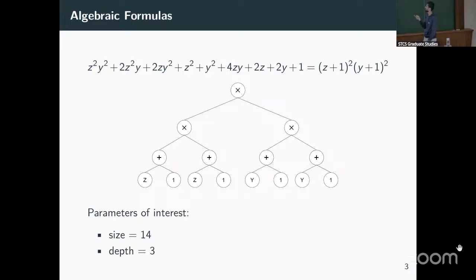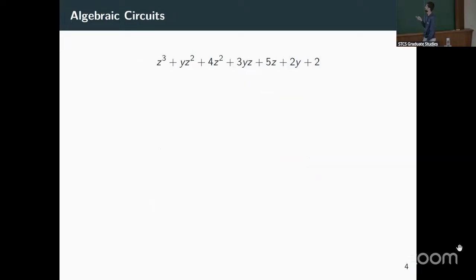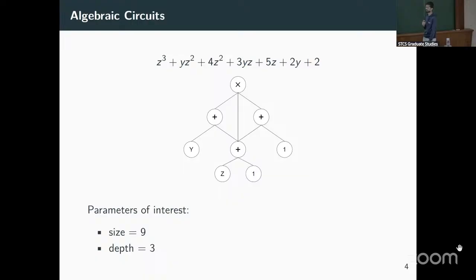Similarly, we have another model, which is circuits. They're just like formulas, but we are allowed to reuse computation gates. So from a gate, for example this plus gate, you can have multiple output nodes. So we can say that circuits have slightly more power than formulas, because you can reuse computations. And again, the parameters of interest are size and depth.